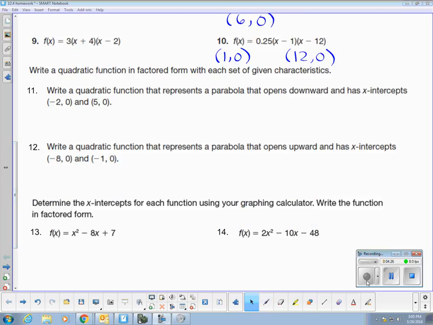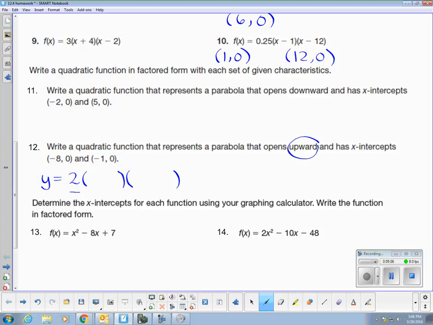Number 12 is asking me to write a quadratic function that represents a parabola that opens upward and has x-intercepts at negative 8, 0 and negative 1, 0. It doesn't have the name of the function, so I'm just going to call this y equals. If I want my parabola to open upward, my value for a has to be a positive number. So I'm going to select just any positive number. I could select 3, I could select 1/2, any value as long as it's positive.